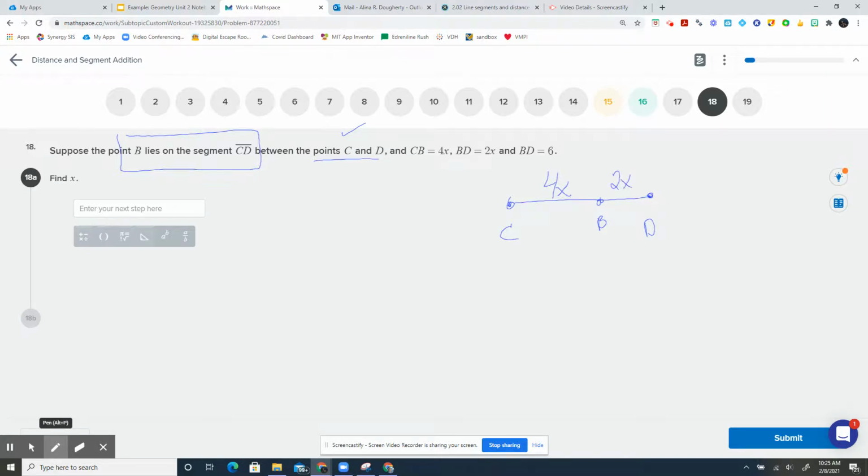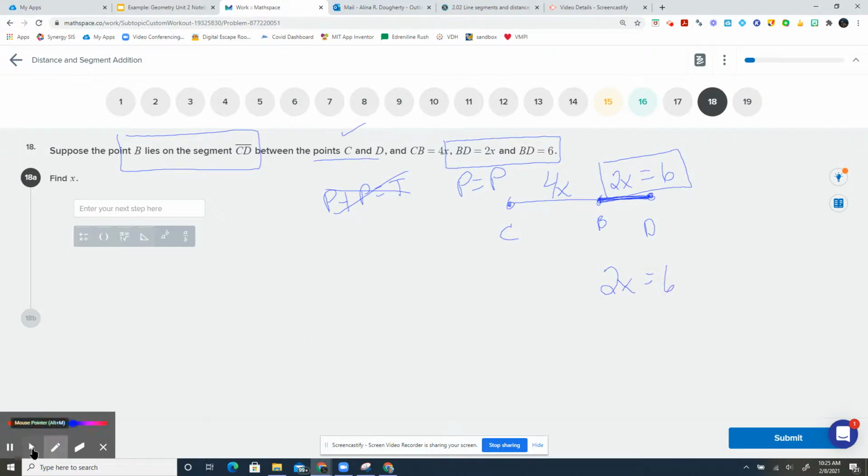and BD equals 6. BD also equals 6. So because BD equals 2x and BD equals 6, these two things are equal to each other, right? This is 6 centimeters, 6 miles, 6 whatever, but it's also 2x. This one is not the part plus the part equals the total. This, my friends, is the part equals the part. This piece is both 2x and 6. So you just solve that equation and you put over here, enter your next step here.